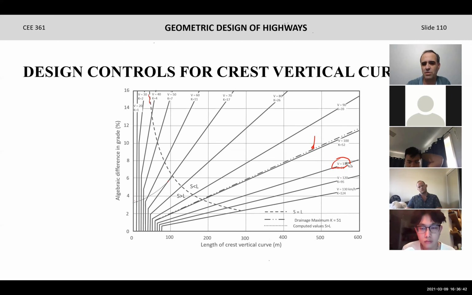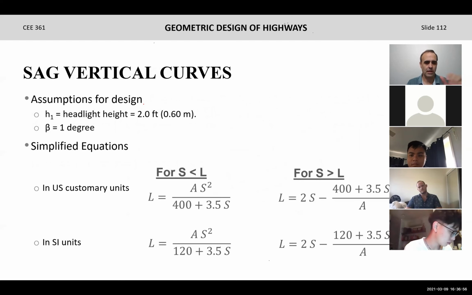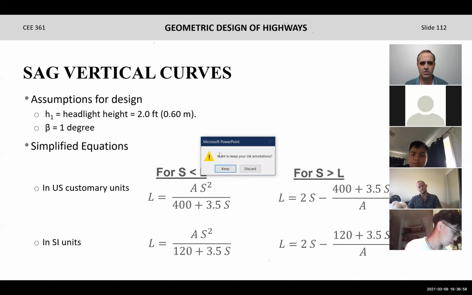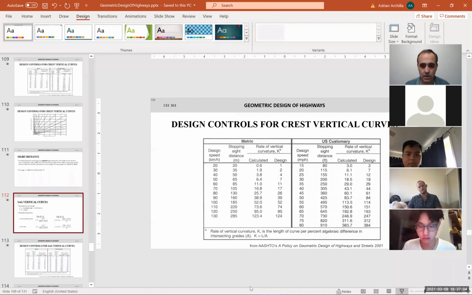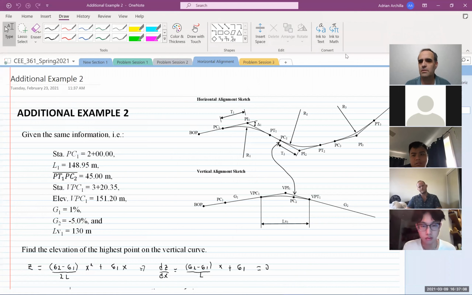So this is how you would use these things in practice, but I want to mention that because you're going to see this chart. We're not going to be using it for the class, but it's something that you should know for your practice. Okay, so I wanted to mention that before I forget. So let me go to OneNote. We were talking about examples.